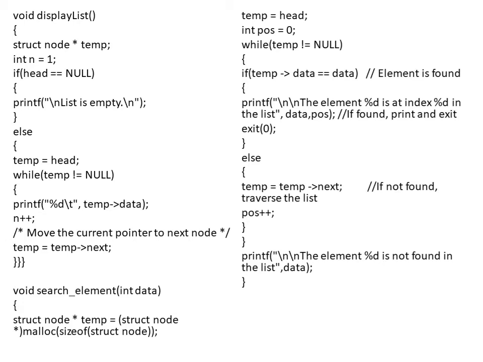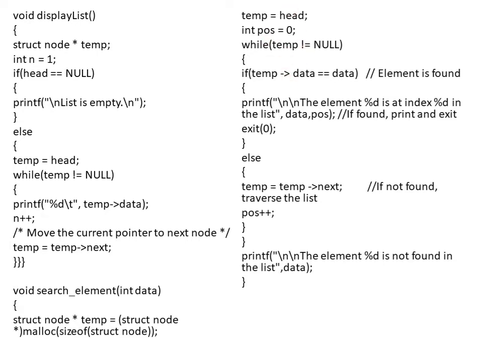Now I am concentrating on how search will be done. Here you can see struct node, temp of struct node, malloc size of struct node. That means I am creating a new node as a temporary, and I am allocating memory to it. For temp, initially I am assigning head, and the initial position will be 0. For that reason I am declaring a variable int position equals 0.